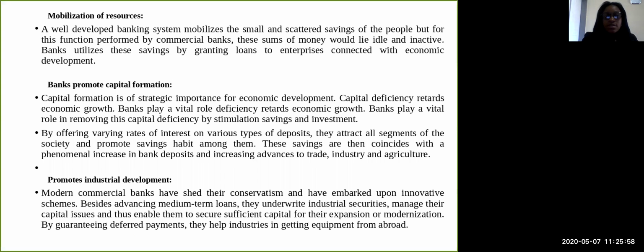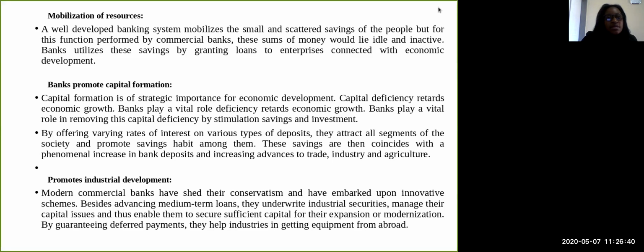Mobilization of resources. A well-developed banking system mobilizes the small and scattered savings of the people, but for this function performed by commercial banks, these sums of money would lie idle and inactive. Banks utilize these savings by granting loans to enterprises connected with economic development. So banks make sure that they mobilize their resources so as to help the economy of a nation to develop.